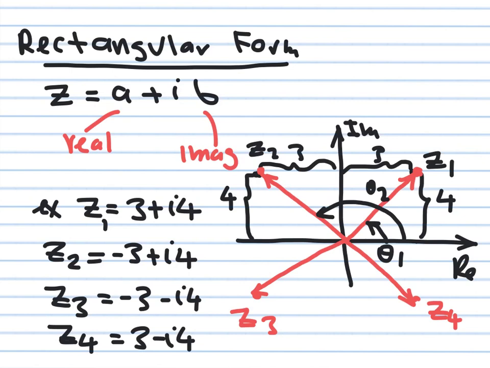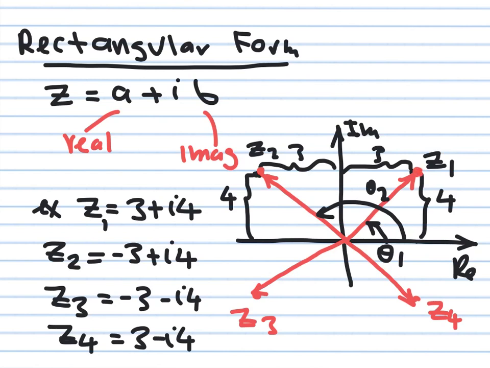Pictorially, if you want to draw a graph of this, this is called the complex plane. This is the real axis. This is the imaginary axis, and every complex number is a point in this plane. So this is a complex number z1, which is 3 plus 4i. You can see I have 3 units in the real direction, and I have 4 units in the imaginary direction, so this gives me the point z1.